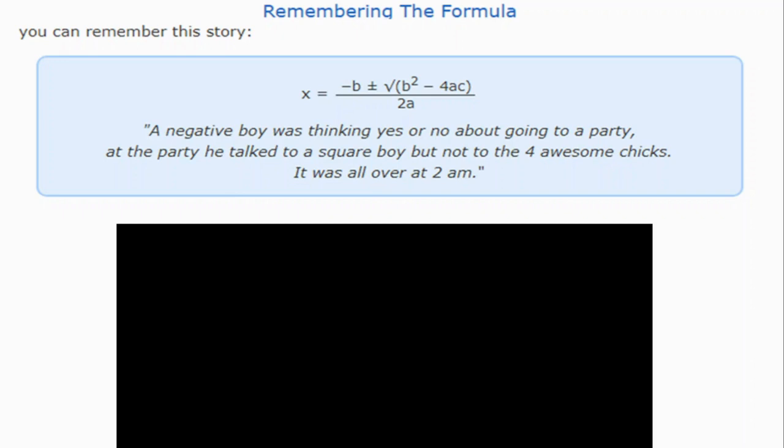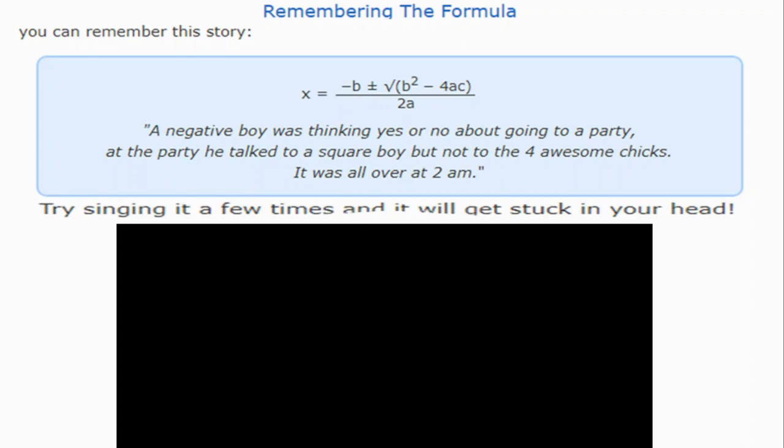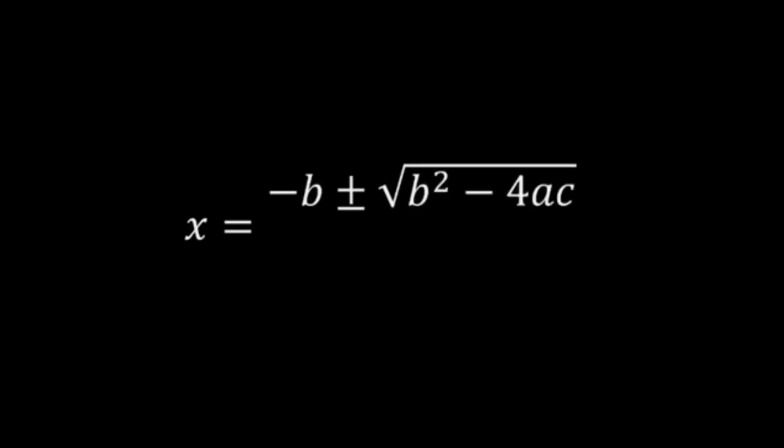There is also one another way. See it here. By singing, we can also learn this formula. X is equal to negative b plus or minus the square root of b squared minus 4ac all over 2a.